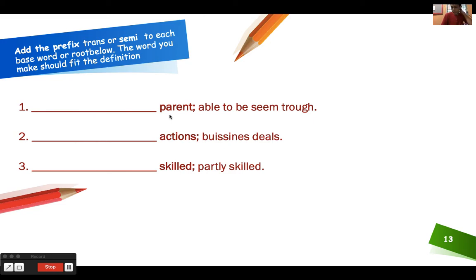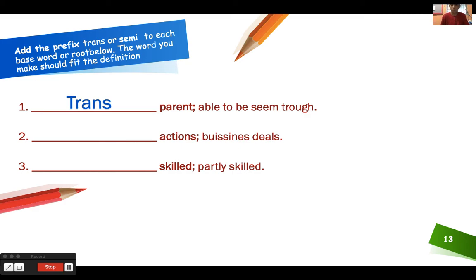Which prefix is used to talk about across? That you can see something across another thing. Very well. Transparent. Able to see through. Transparent is something that you can see through. Then we have business deals. Deals is like a treaty that you make with another person.